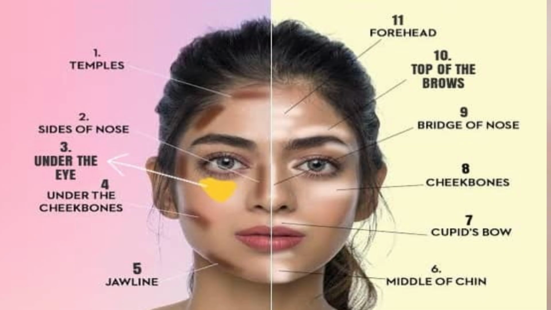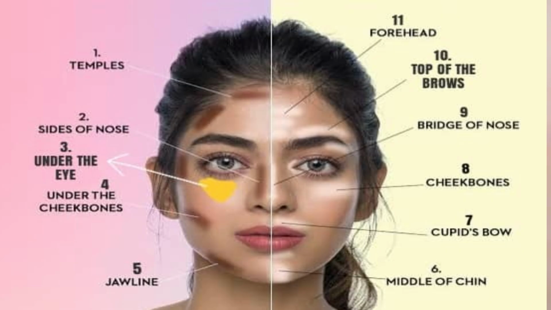You can see number 3 neatly labeled under the eye. You can see the yellow color there under the eye. So when we say apply the concealer under the eye, apply the setting powder under the eye, dust out product from under the eye, that is what we mean by under the eye.